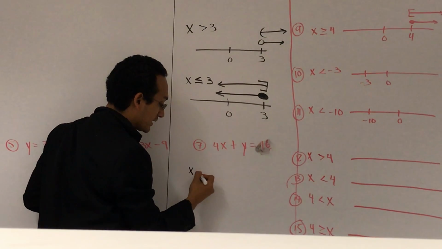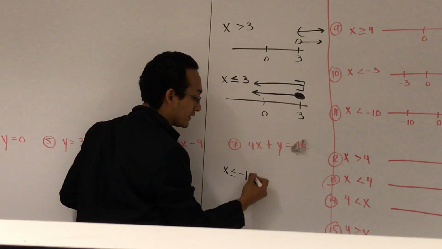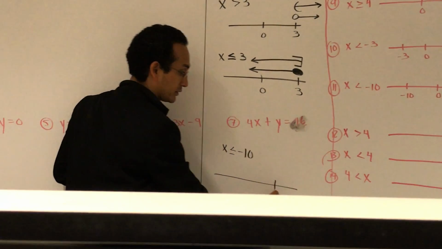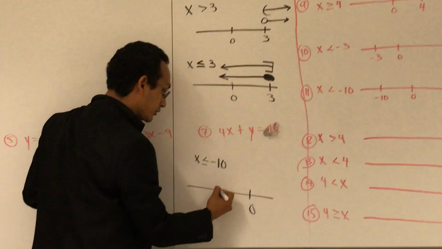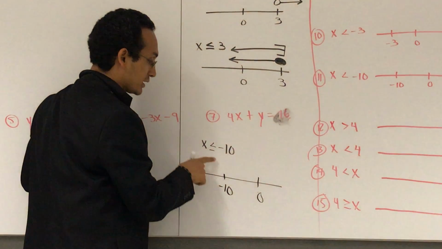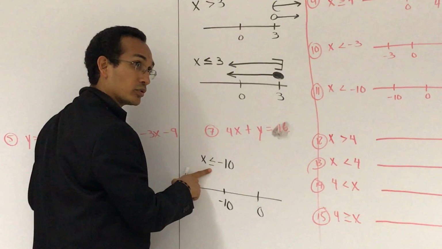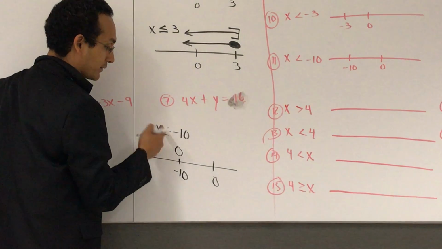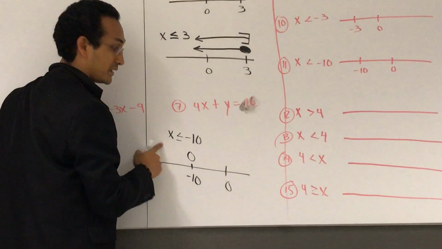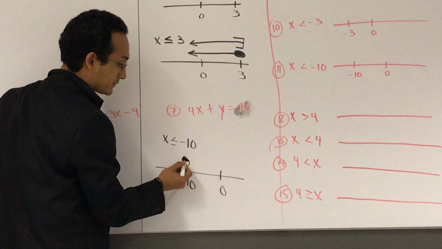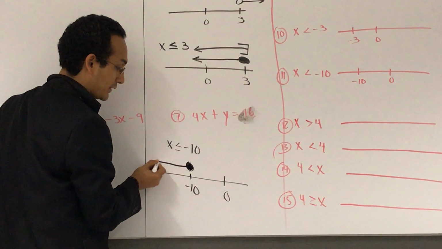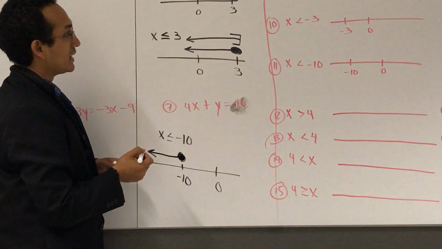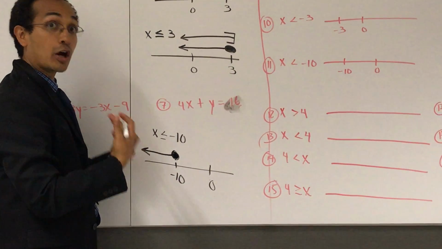If you have x is less than or equal to negative 10, what happens when you have negative 10? Well, you put the 0 wherever it is, and the negative 10 is somewhere here. So this is going to be a dark circle because it has an equal, right? And you trust the direction of the arrow because the variable is on the left-hand side. So because of this, you're going to go to the left, over here. See? Like this.